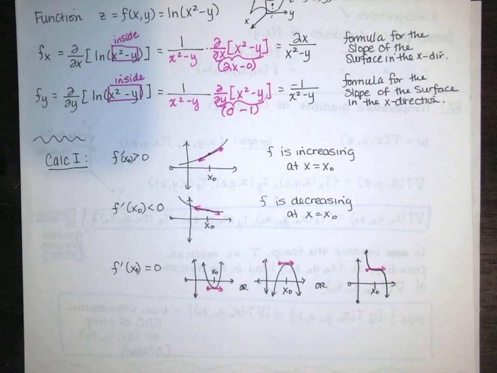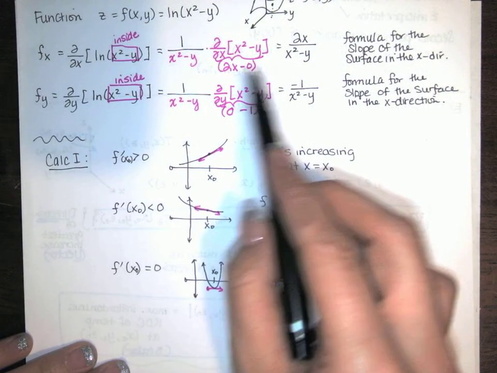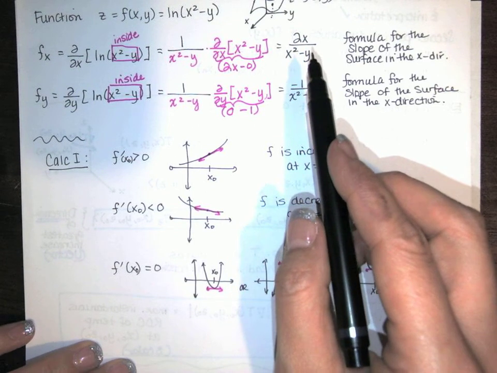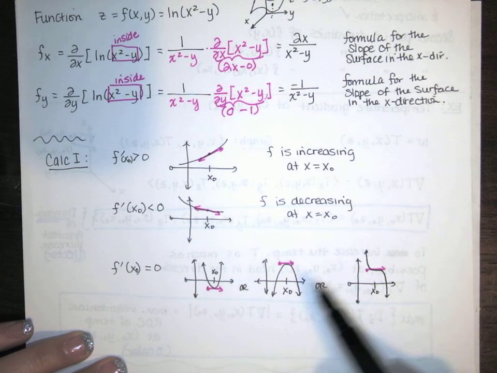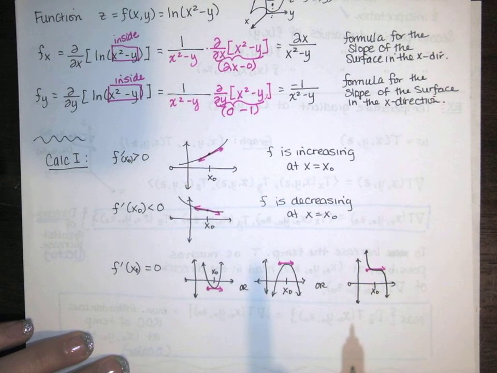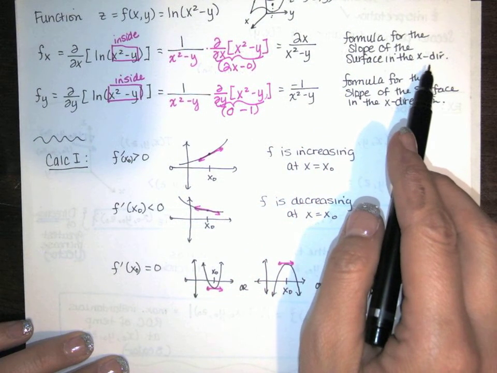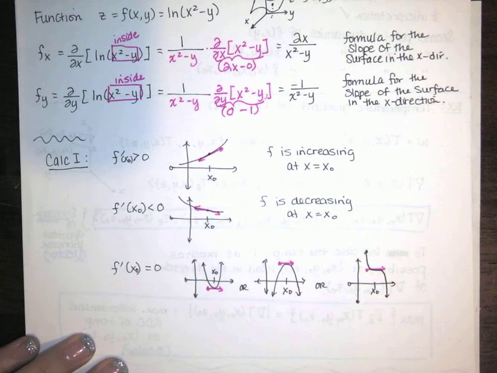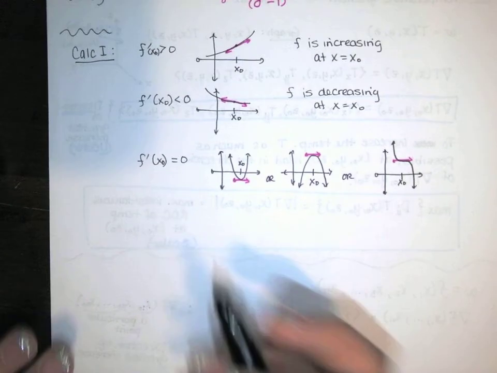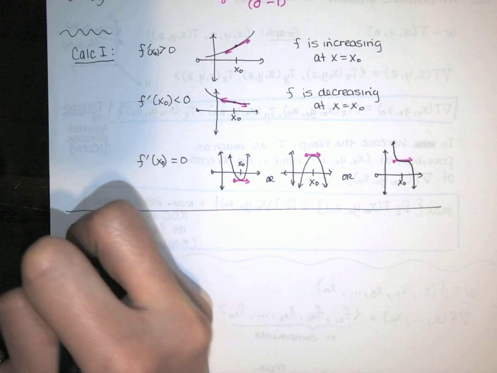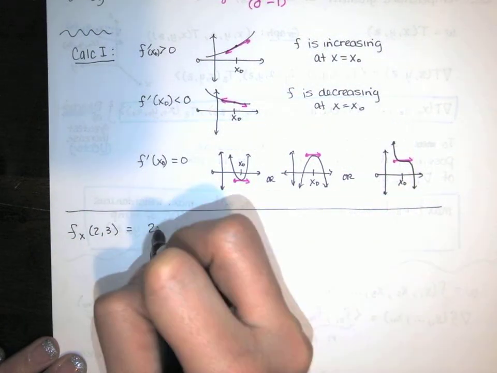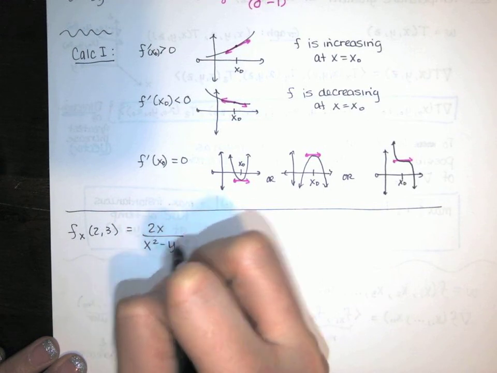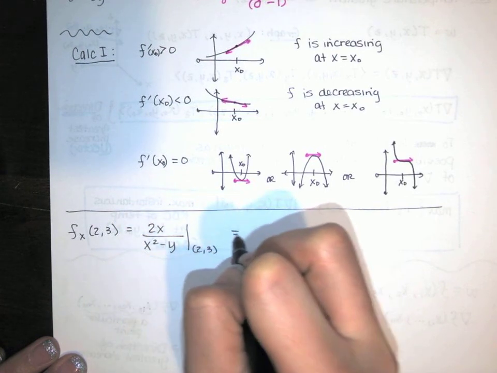Now, in Calculus 3, these are functions of several variables. So when I plug in a particular x-y pair over here, I'm going to get a number. That number is going to be positive, negative, or 0. We interpret it in the same way that we did in Calculus 1. We just have to remember this is slope in the x direction. So when we plugged in 2, 3 to this last time, I replace the x with a 2. Here's my formula. And I replace the y with a 3.